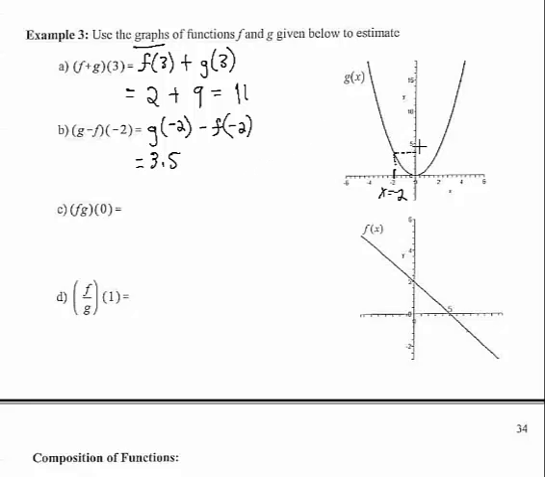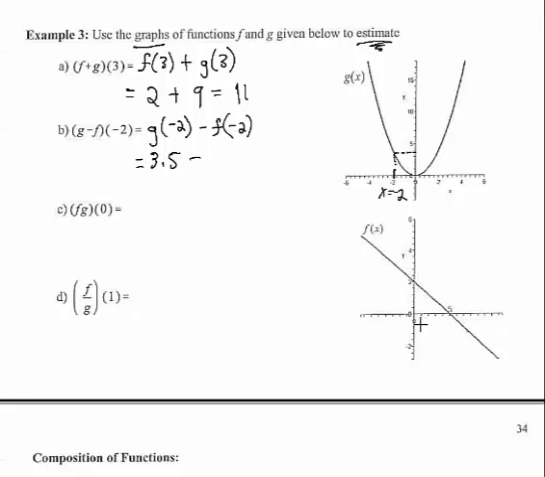Okay, it could be 4. If I would have drawn my lines a little more accurate, I could have ended up with 4 there, but I'm just going to go with 3.5 now, and also the instructions did say estimate. So what about f of negative 2?